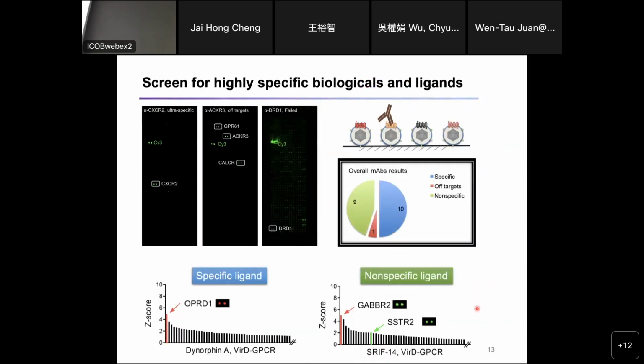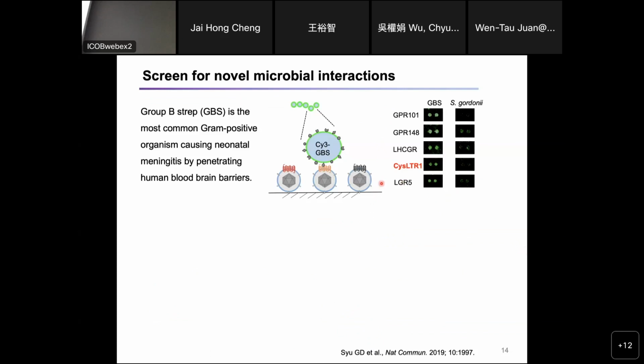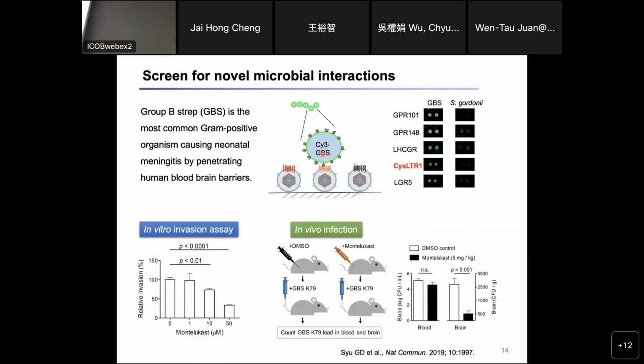And we also provide profiling for antibody drugs; some are very specific, and only half of the antibody drugs are specific and half failed. We can profile the specificity of ligands, and we can find the infection receptor for group B strep, which causes neonatal meningitis. We found the GPCR can bind to this bacteria, and we validated in vitro by inhibiting the infection, and in vivo by blocking the meningitis.